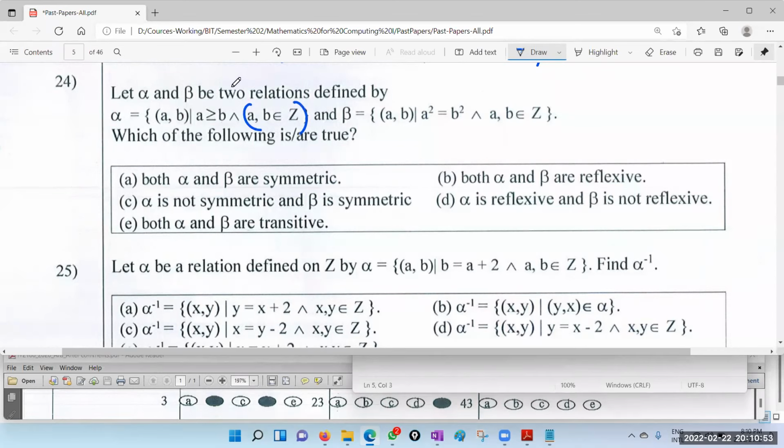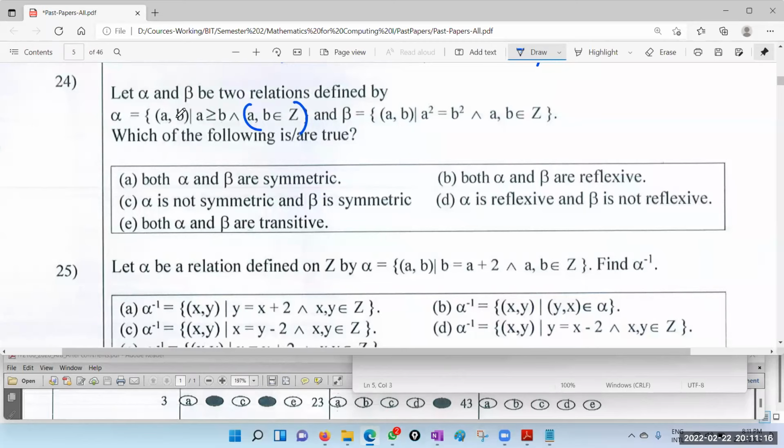Let alpha and beta be two relations defined by alpha (a, b) as above, and beta (a, b) such that a squared equals b squared, and a and b are integers. Which of the following is or are true? Symmetric, transitive, reflexive, and so on. This is a little bit challenging.